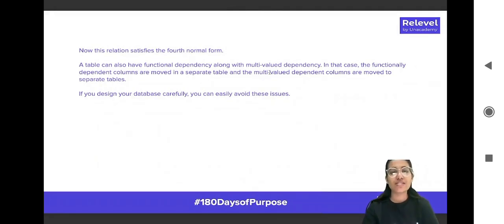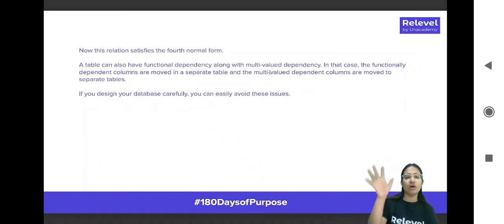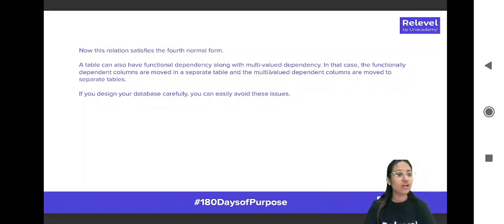Now this relation satisfies the 4th normal form. A table can have functional dependency along with multi-valued dependency. Now in this case, the functionally dependent columns are moved into a separate table, and the multi-valued dependent columns are moved to separate columns. Now if you design your databases carefully, you can avoid these issues.